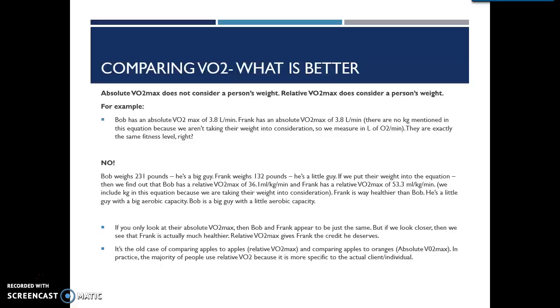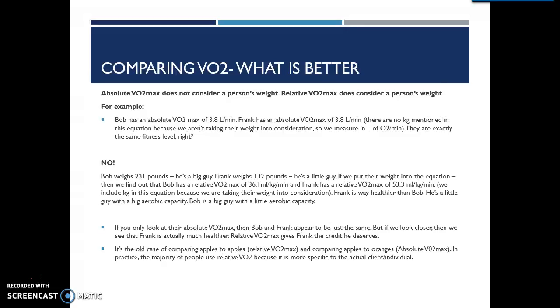Because Bob weighs 231 pounds, which is about 150 kilos or 100 kilos. I'm not exactly sure, but he's a big guy. Frank weighs 132 pounds and he's a little guy. If we put their weight into the equation, then we find out that Bob has a relative VO2 max of 36.1 mils per kilogram per minute, and Frank has a relative VO2 max of 53.3 mils per kilogram per minute. We include kilograms in this equation because we're taking weight into consideration.